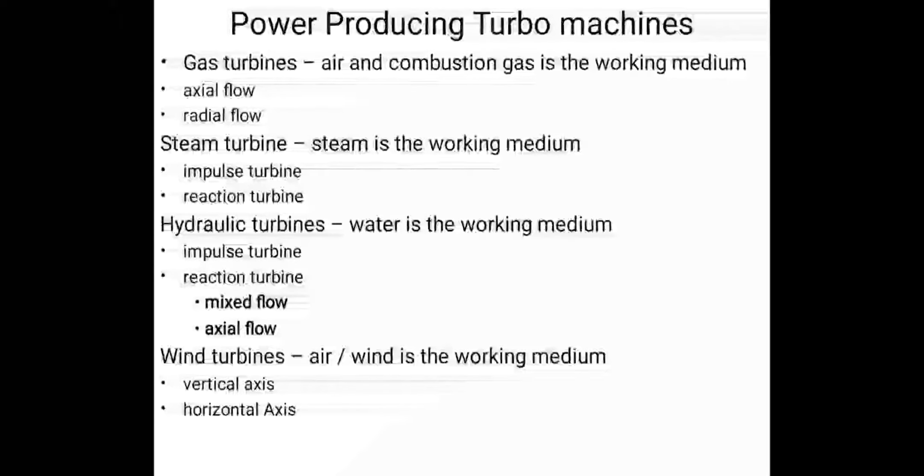In hydraulic turbine, water is the working medium, and they are again classified as impulse turbine and reaction turbine. The examples of reaction turbines are mixed flow and axial flow. And the last is wind turbine, where air is the working medium. The classification of wind turbine is vertical axis wind turbine and horizontal axis wind turbine.